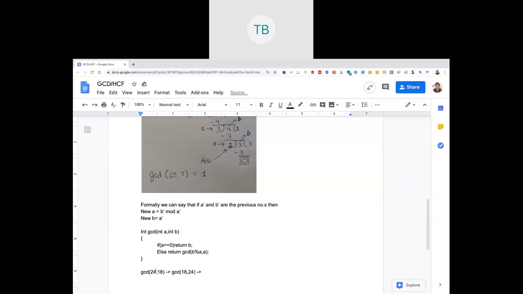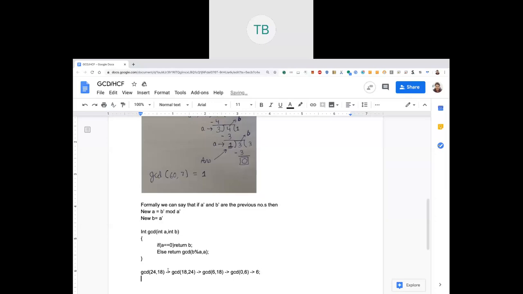So now GCD of 18 comma 24. Here also a is not equal to 0, so we will return GCD of 24 mod 18, which is 6, comma 18. Now here also a is not equal to 0, so we will return GCD of 18 mod 6, which is now 0, comma 6. As now you can see a is 0, so we will return b, which is our answer.